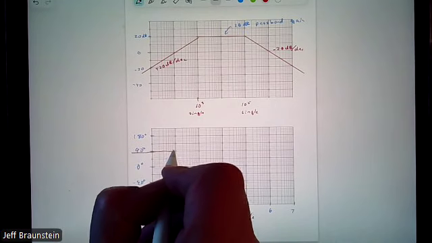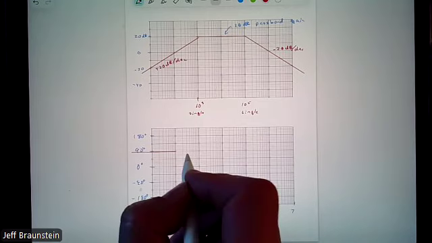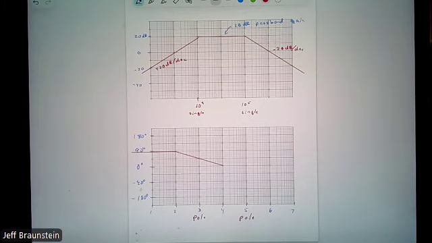When do we start making our change in phase? As we cross the pole, one decade prior to the pole. So because we have a pole at 10 to the 3, a single pole at 10 to the 3 gives a phase change of minus 90 degrees. We're going to start that at 10 to the 2 and end that at 10 to the 4. There's the phase change due to our pole at 10 to the 3.